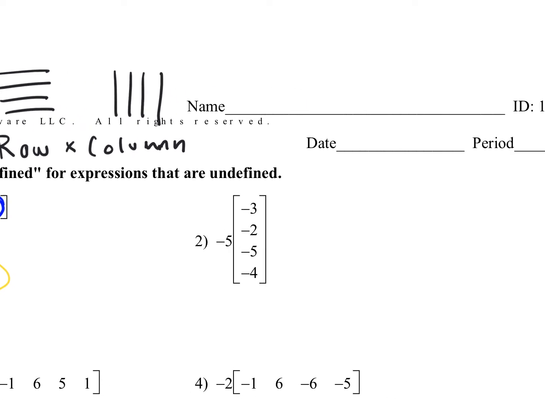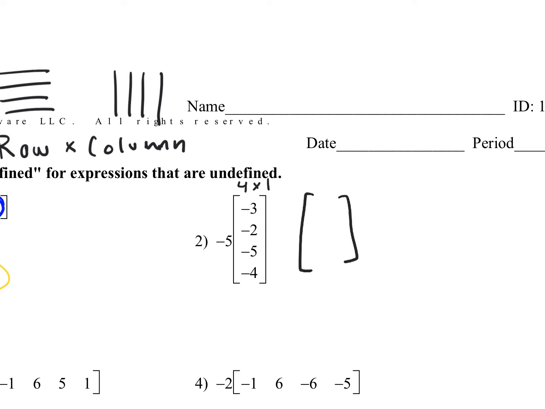All right, let's take a look at number 2. How many rows do I have here? 2. 1. Rows go sideways. 1 row, and how many columns? 4. So what do I need to do here? Multiply. What am I multiplying?